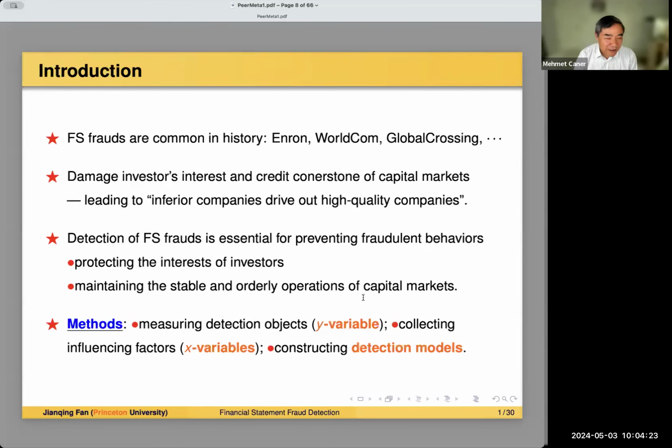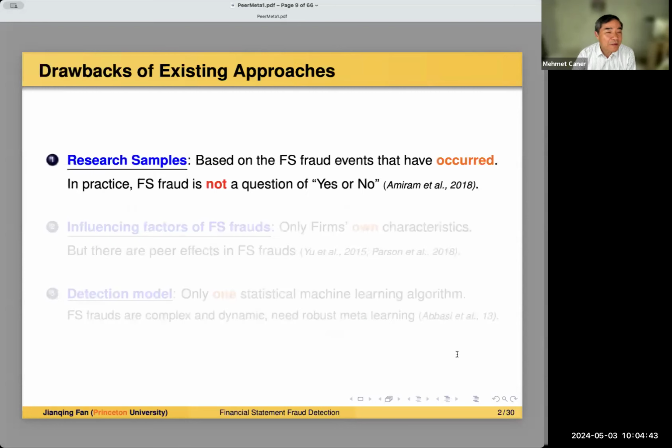So our method is quite common. First, and it's challenging, measuring detecting objectives. That is, how do you define Y variables? Second is collecting influencing factors. That's basically X variables. And then constructing detecting models. So these are the three components.